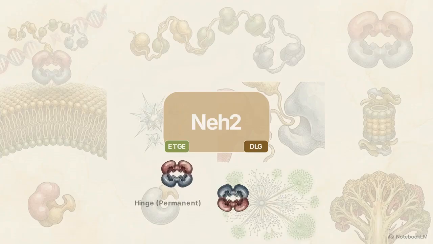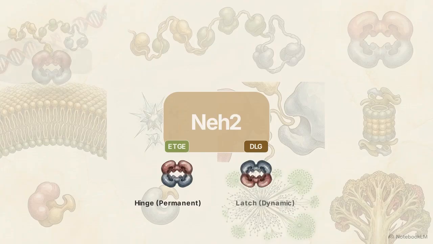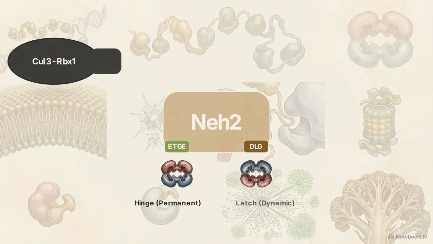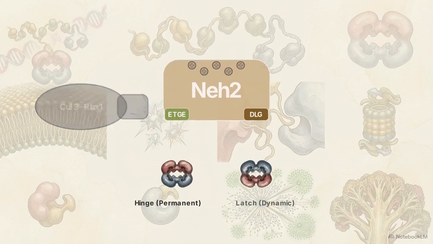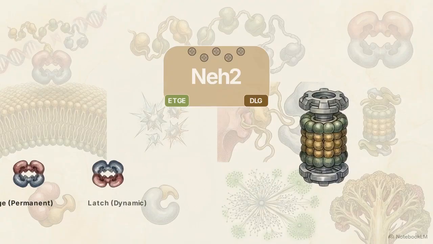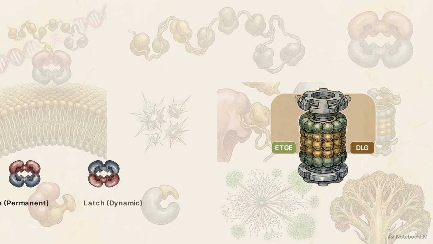KEAP1 physically controls NRF2 through a sequence known as the hinge and latch model. One KEAP1 monomer binds to the high-affinity ETGE motif on the NEH2 domain, acting as a permanent hinge. Simultaneously, the second KEAP1 monomer binds to the adjacent low-affinity DLG motif, acting as a dynamic latch. Once NRF2 is tethered in this specific conformation, the associated CUL3-RBX1 E3 ubiquitin ligase complex polyubiquitinates adjacent lysine residues. This flags the transcription factor for destruction by the 26S proteasome.